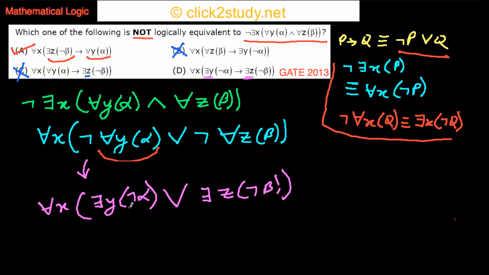I mean, this is like P or Q. Is P or Q equivalent to P implies Q? I don't think so. So this is again not logically equivalent to what was given to us, and that is it.